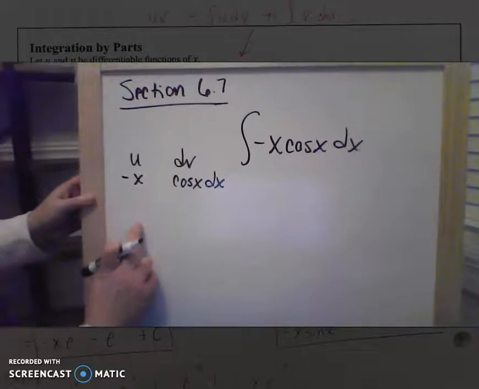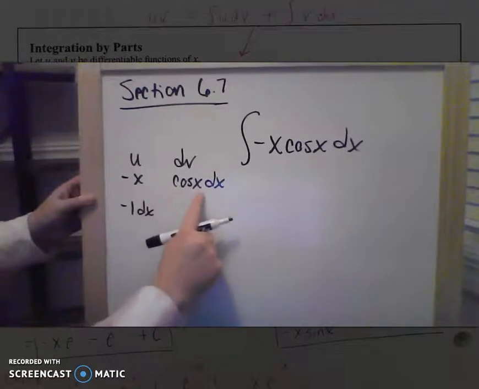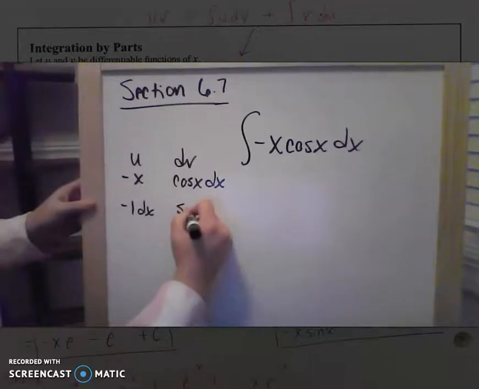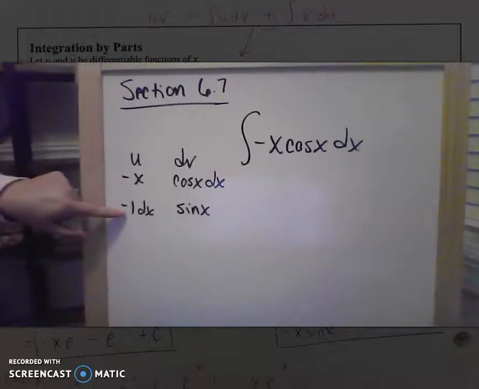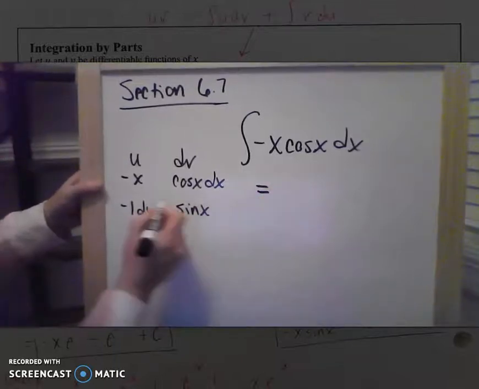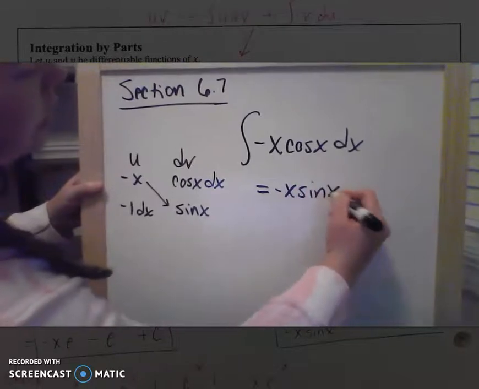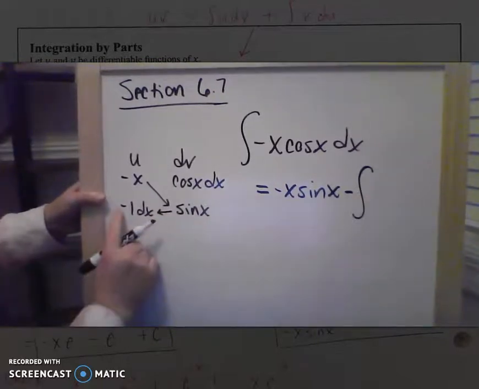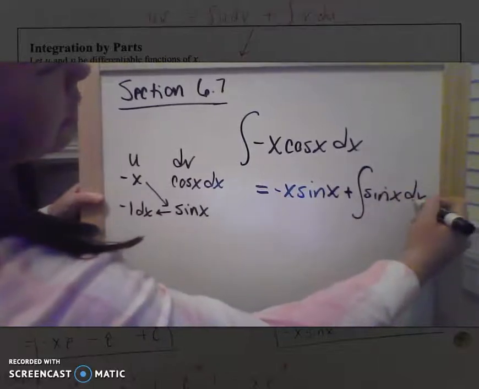All right, so we do the derivative of u, so you get negative 1 dx. And then you do the antiderivative of dv. So sing through your jingle. Sine, cos, sine comes before cosine. So it's sine of x. So derivative of u, that gives you your du. Antiderivative of dv. And then you're ready. We're going to do uv, so negative x sine of x, minus the integral of v du, which turns into, now that negative here, I'm going to make that a positive, sine of x dx.